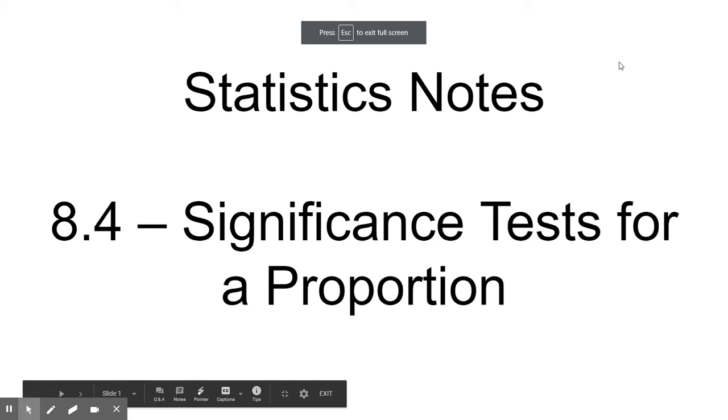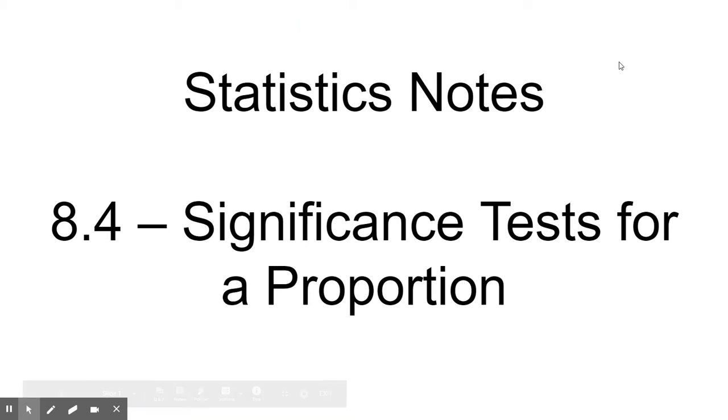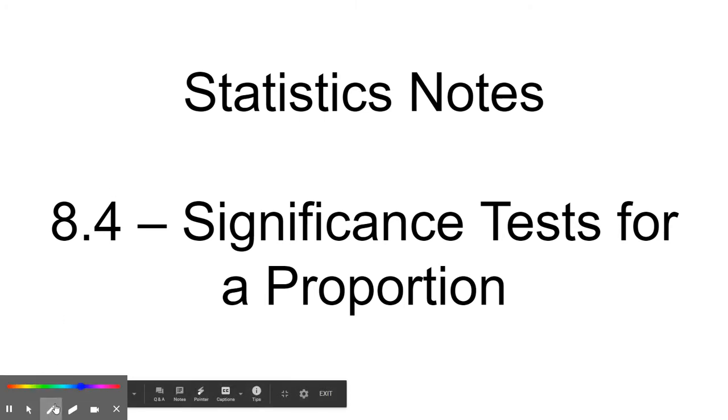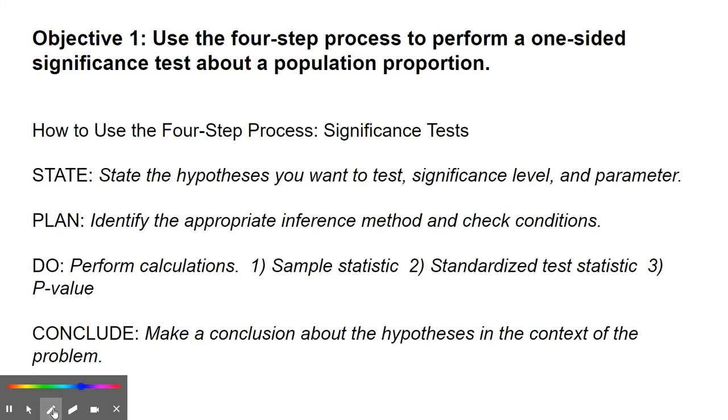All right, sets, here we go. 8.4, significance tests for a proportion. So this is very much related to 8.3, which was testing a claim about a proportion. So now we're just going to involve this 4-step process, if you recall. So just like chapter 7, in chapter 8, we're going to use this 4-step process for our significance tests.